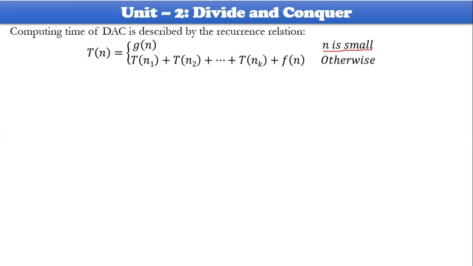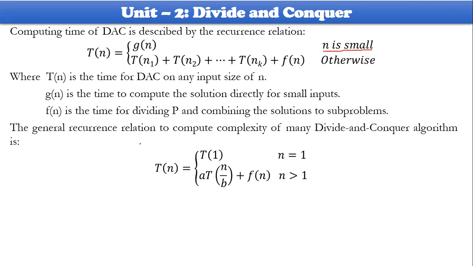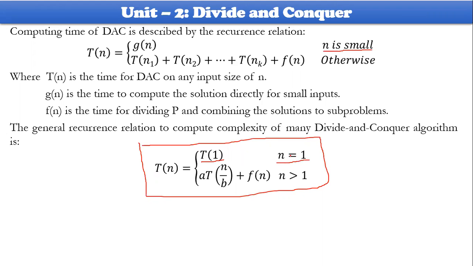If T is small, what is the value of small here? Let me go ahead with the second recurrence relation. This is the actual recurrence relation here. T of n equal to T of 1 if n equal to 1, the number of elements being equal to 1. Otherwise, in Strassen's matrix multiplication, n will be equal to 2 by 2. Otherwise, in searching or sorting or finding maximum and minimum, n will be equal to 1. Otherwise, a into T of n by b plus f of n, if n is greater than 1.